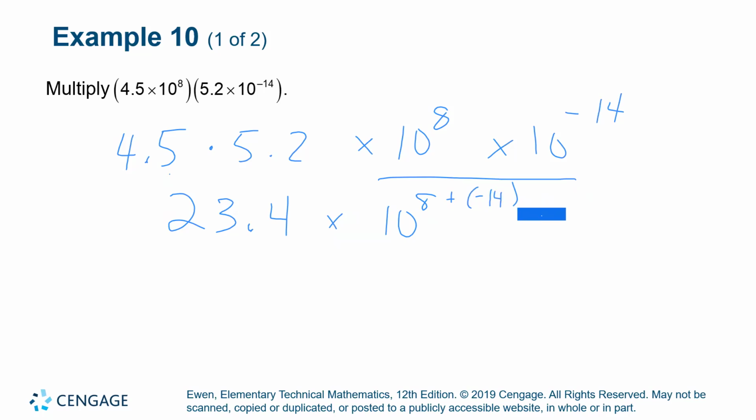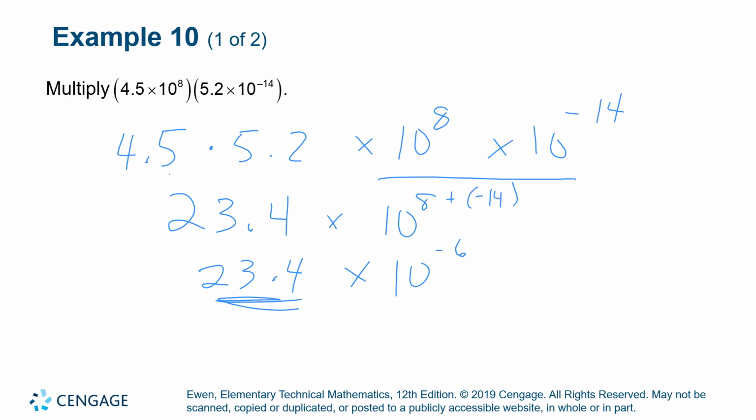Remember the product rule? You could go back to the rules of exponent video and then watch that. So this gives me 23.4 times 10 to the power 8 plus negative 14. Positive times negative is negative. So 8 minus 14, which is negative 6. But I'm not done because this is not in scientific notation.